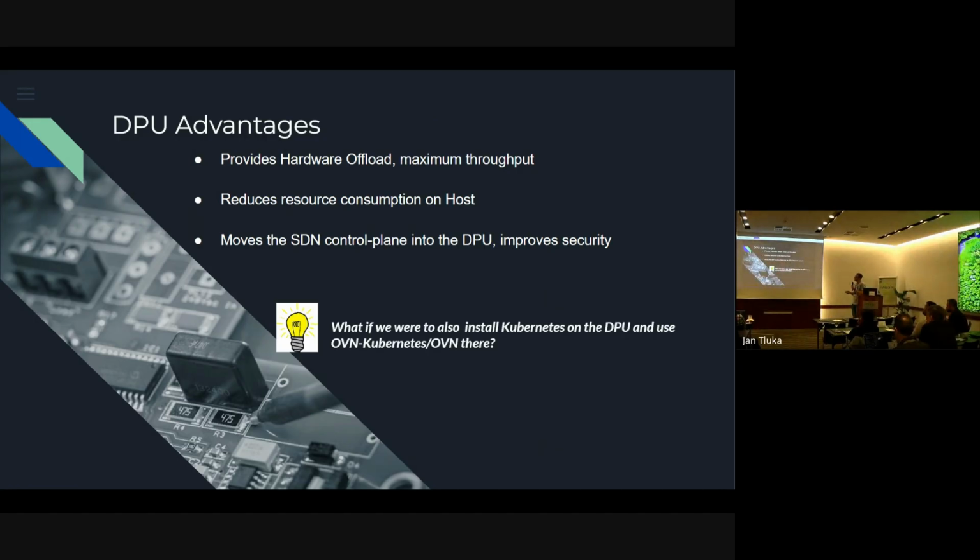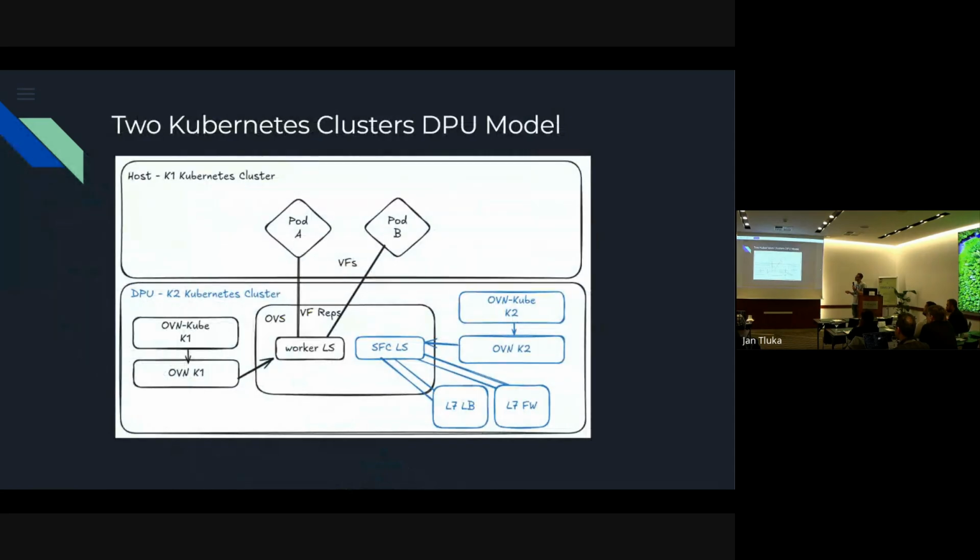So what if we were to also install Kubernetes on the DPU and use OVN-Kube and OVN there as well? That would look something like this. Now we still have the same exact host, and I'm calling the Kubernetes cluster that's installed on the host the K1 Kubernetes cluster. And now down here at the bottom, we have the DPU, which is the K2 Kubernetes cluster. So I've installed Kubernetes across all my DPUs as well, and that's represented by all the blue stuff.